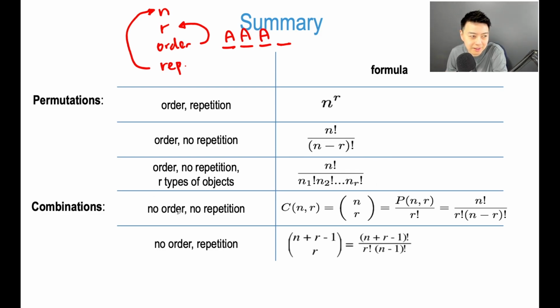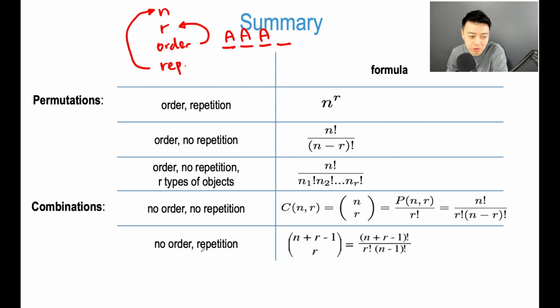When there's no order, that's a combination. When it doesn't matter if I put the object here or here, there's no order, it's a combination. With no repetition, I'm not allowed to pick an object twice. The formula is very similar to permutation, except we have to divide off the order again. Dividing off the order, meaning getting rid of it, we take a look at the group size, how many ways to rearrange the group size, and that was r factorial.